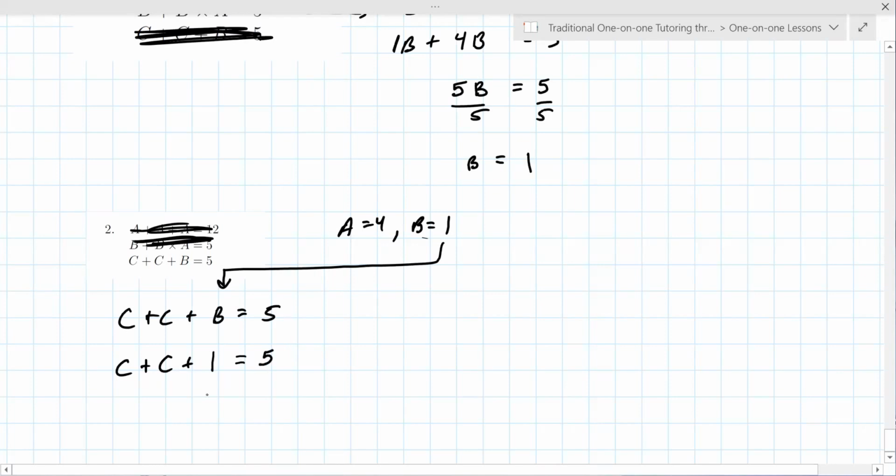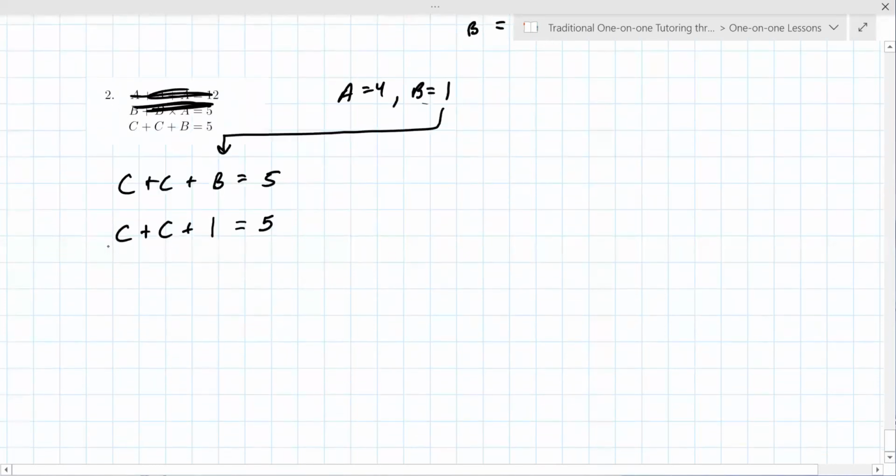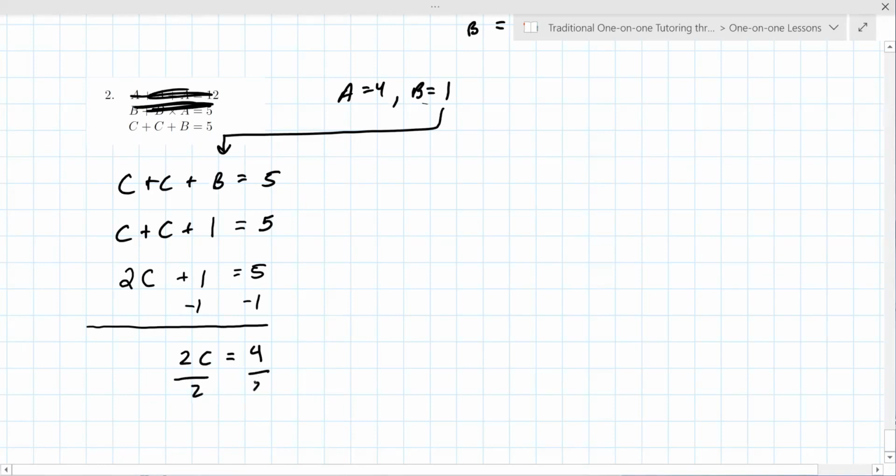Right. So how many C's do you have on the left here? 2 C's. 2 C's plus 1 equals 5. So you can subtract 1 from both sides. And that gives you 2C equals 4. So then you divide both sides by 2 and C equals 2. Very good.